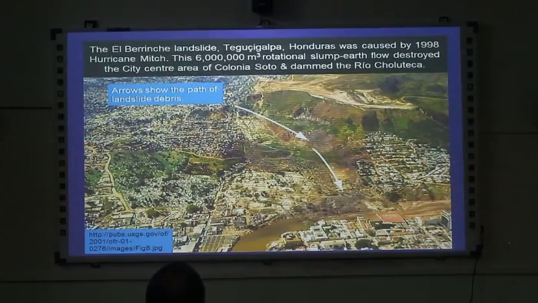This is just outside Tegucigalpa, which is north of where we are, but it's the capital of Honduras. And they have a landslide block here that's come down and unfortunately taken out a part of the town. Huge 6 million cubic metre rotational slump.